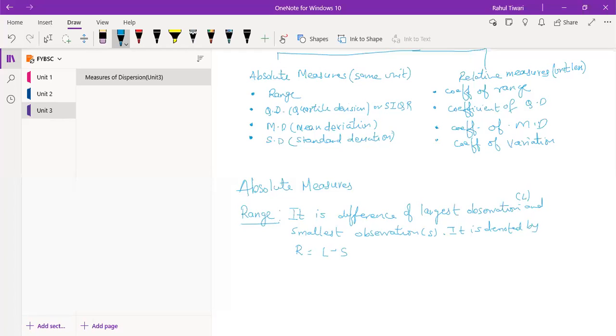But you can understand, there are some problems with this range. There are some problems with this range. What is the problem?